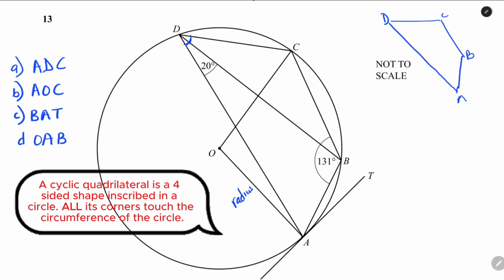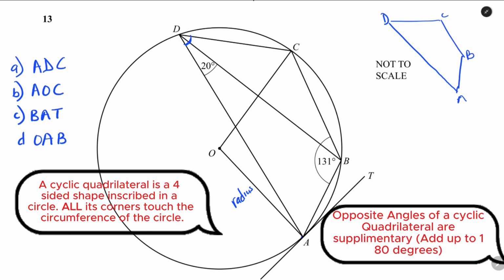And we have this theorem about cyclic quadrilaterals. What's a cyclic quadrilateral? A cyclic quadrilateral is a quadrilateral whose vertices touch the circumference of the circle. If the vertices of the quadrilateral touch the circumference of the circle, we have a cyclic quadrilateral. What is important about a cyclic quadrilateral? The opposite angles of a cyclic quadrilateral are supplementary. Let me say that again. The opposite angles of a cyclic quadrilateral are supplementary. What does supplementary mean? It means they add up to 180.